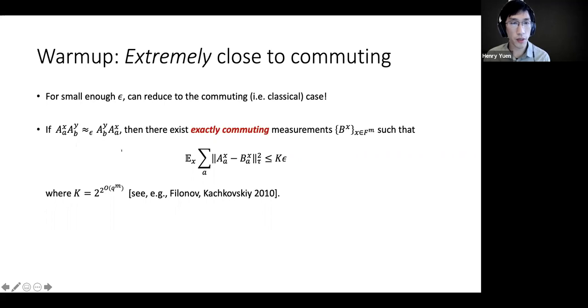So if we have almost commuting measurements, then we can perturb them to exactly commuting measurements, let's call them B to the x, such that the difference between the original measurements A and the new measurements B is at most k times epsilon. What's k? It's something horrendous. It's doubly exponential in the size of the vector space, 2 to the 2 to the O of q to the m. Okay, and you can deduce this from some rounding argument like from Filonov and Kachkovskiy. So this is a pretty expensive price to pay for this rounding, and so therefore you can't say anything interesting unless epsilon is doubly exponentially small.